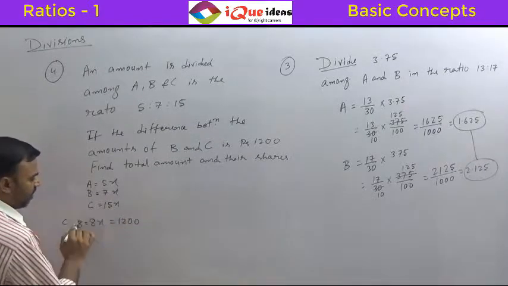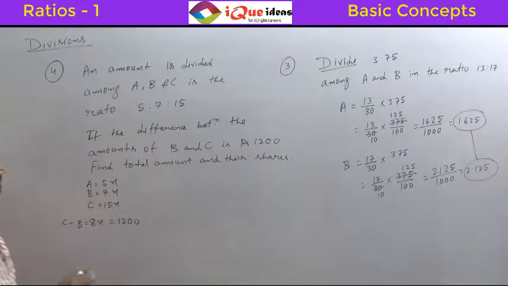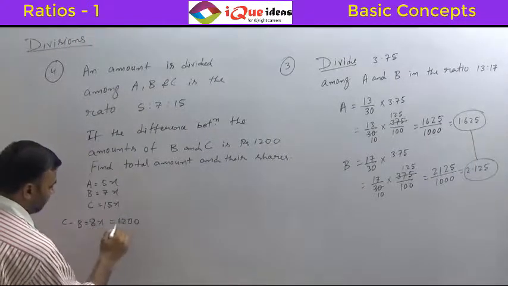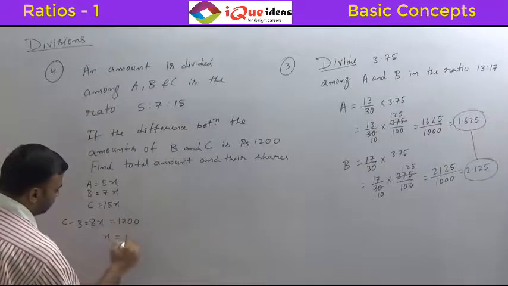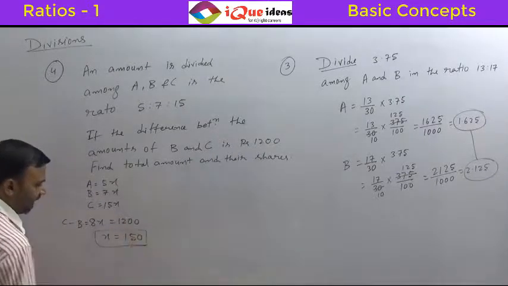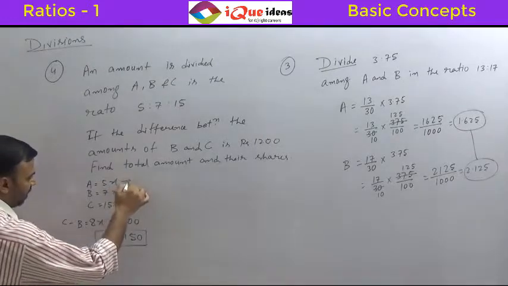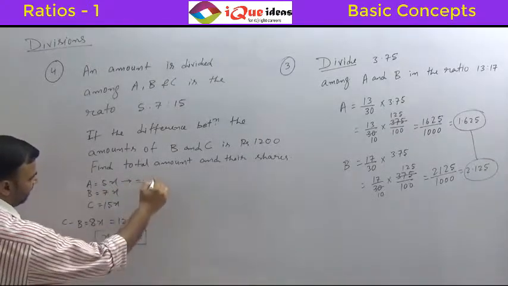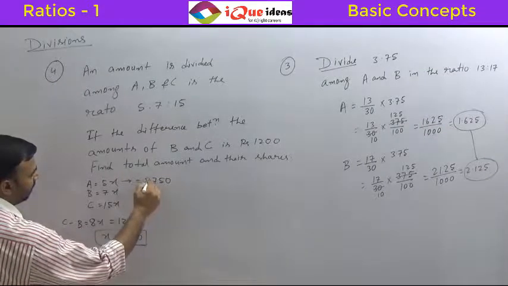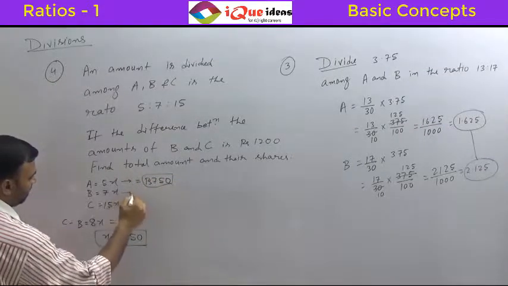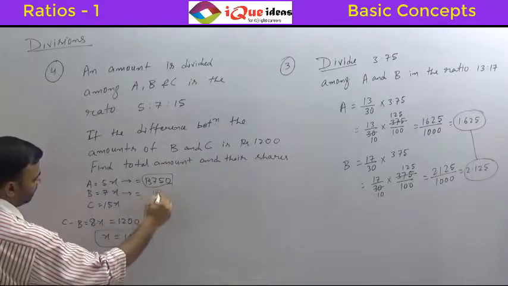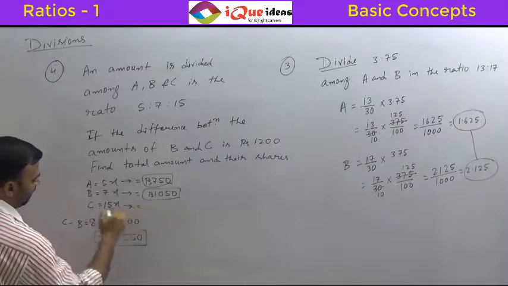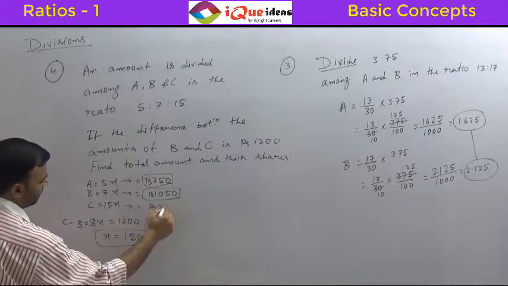Don't worry about the order much as of now because the question simply says the difference. So we take the difference between C and B, whichever is higher. Now 1200. Now 8x equal to 1200. So x is equal to 1200 by 8, which is 150. So we get the value of x. We can find the individual amounts from here. This will be equal to 5 into 150, 750 rupees. Similarly, this will become 7 into 150, 1050 rupees. Similarly, C would be 15 into 150, 2250 rupees.